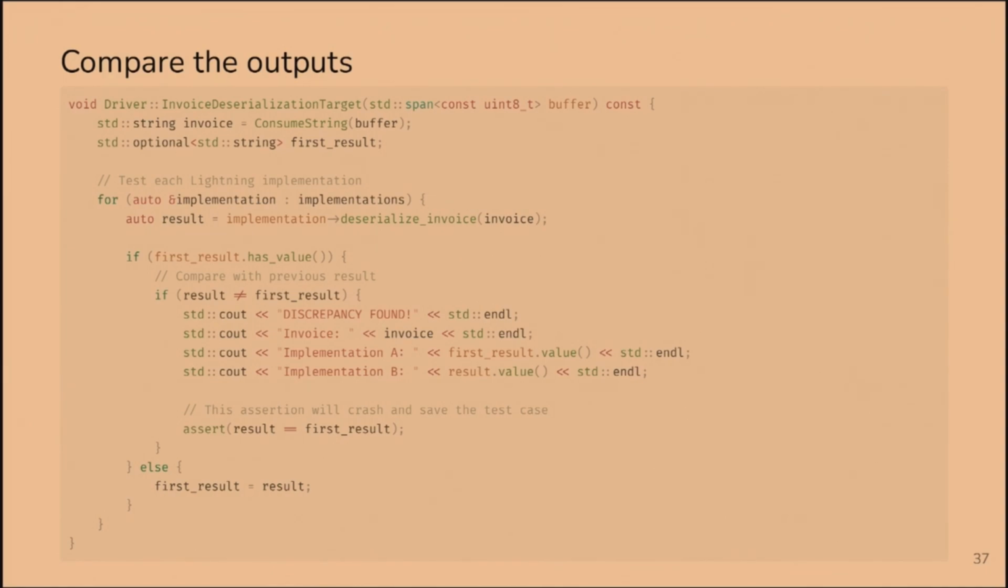And at the end, we will compare the output. So we'll do a for loop, and we call the functions to serialize the invoice, and we compare the outputs. If they diverge, we found a discrepancy, and then we have an assert here to crash the program, and then we can replicate the bug by using the crash input.